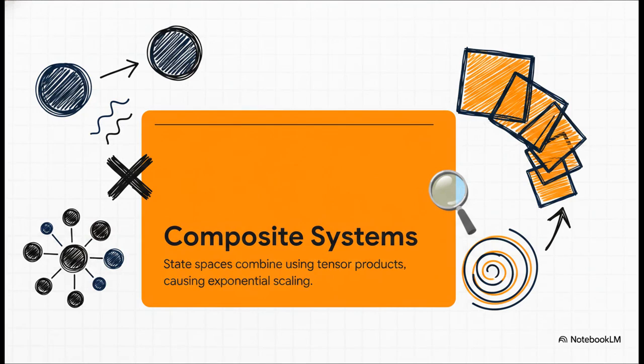Actually, before we look at how these pieces move, I want to jump straight to rule 4 right now, composite systems, because this is where things get wild. When we combine single qubits, their state spaces don't just add up together. They multiply using something called tensor products. This means the state space scales exponentially to 2 to the power of n dimensions.